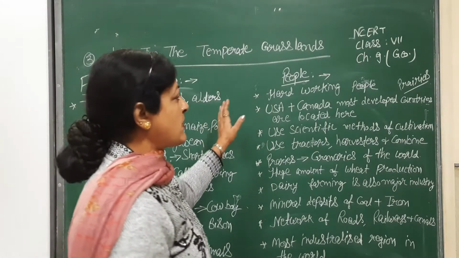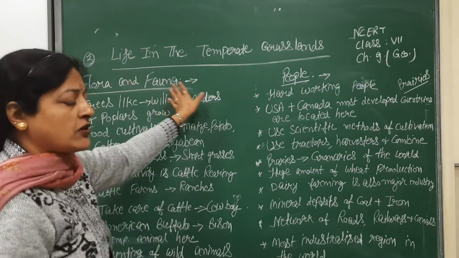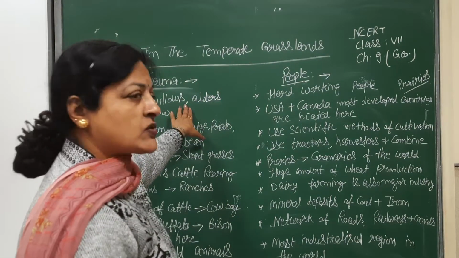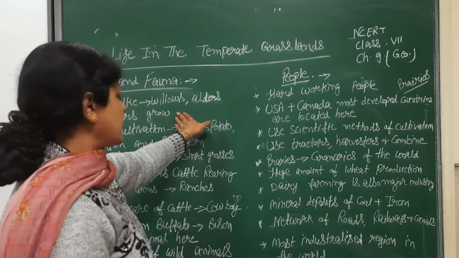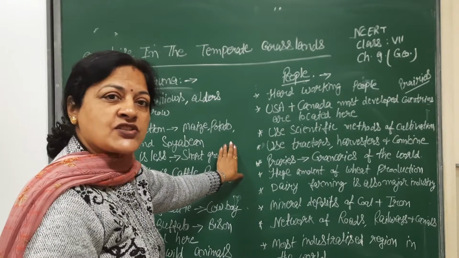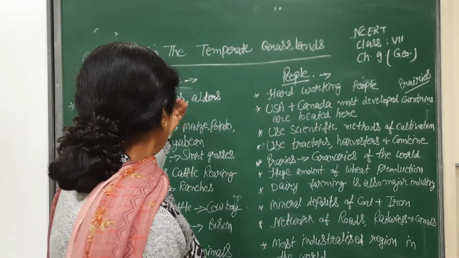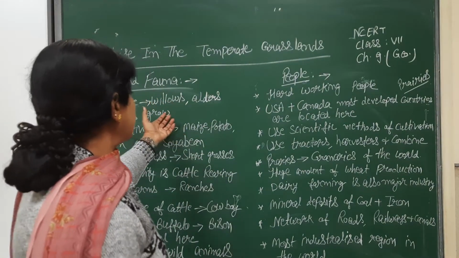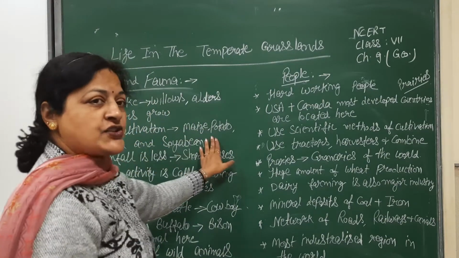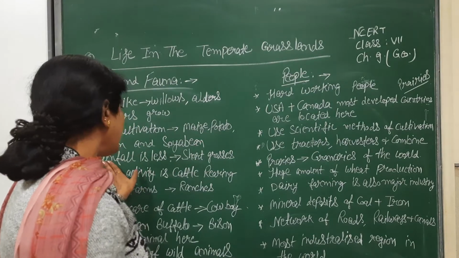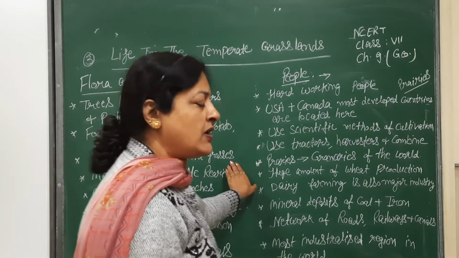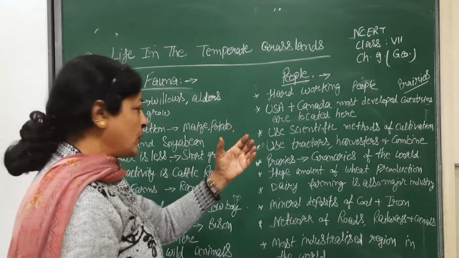As we are talking about the prairies, we will talk about the flora and fauna found here. Trees like willows, alders and poplars grow in this area, and food cultivation is also done on a larger scale. The main cultivation of maize, potato, cotton and soybean is done in this area. Rainfall is less in this area, and due to less rainfall, very short grasses grow here.